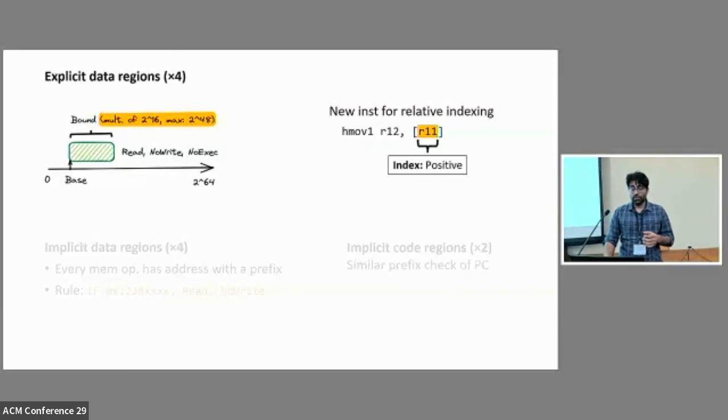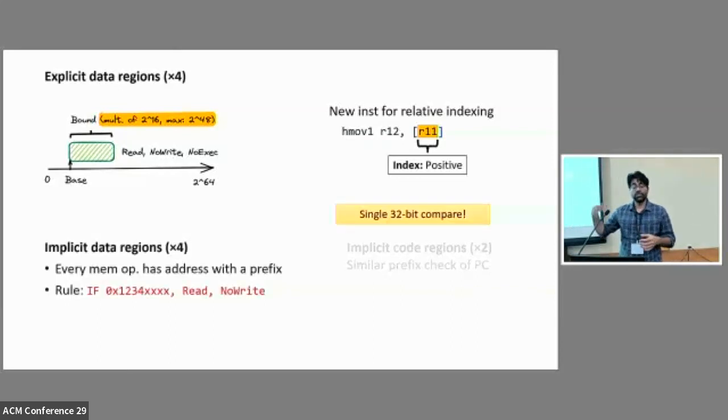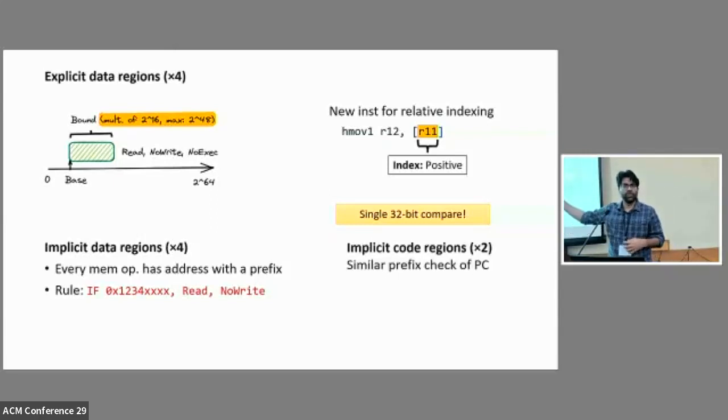And we also have a couple of other region types. This is called the implicit data regions. And what we're doing is checking that each memory operation has a certain prefix. So we can set up a rule like, if you have the prefix 0x1234, you get to read but not write to this region. And there's a very similar one for code regions, which checks the prefix of the program counter as well.